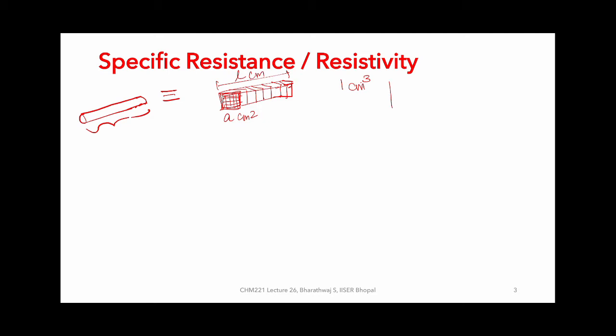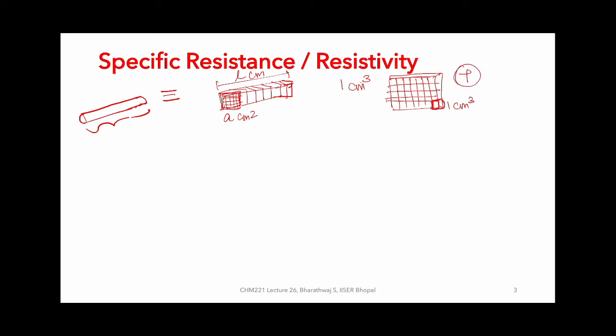So let's try to draw this part of the cube. What I mean by this is that each one is associated with a 1 centimeter cube. Of course, I'm not drawing it in 3 dimensions, but you're able to realize that this is a slice of the entire conductor that we are talking about. The resistance offered by this small 1 centimeter cube unit is called the resistivity, which is given the symbol rho.